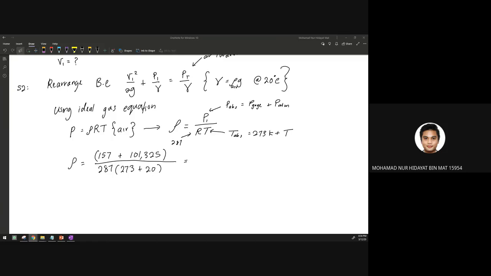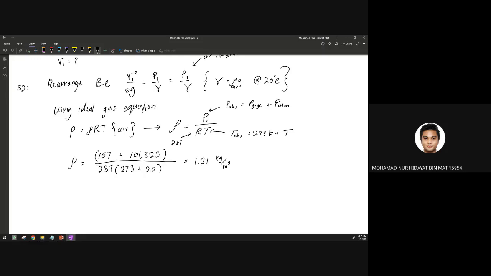So you try to solve it. What's the final answer for density? Try to help me. What did you get, Amirul Hakim? What's the density of air at 20 degrees Celsius? 1.21. Okay, correct. Make it constant, you try to use 2 decimal places. Kilogram per meter cubed.